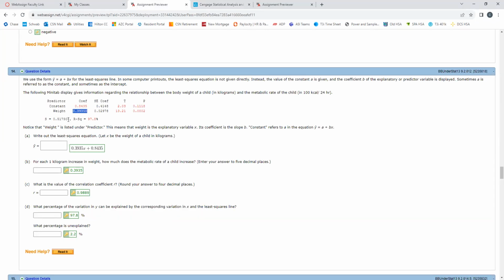So when I write my line, it would be y equals slope times x plus the y-intercept. So my equation would be 0.3935x plus 0.8435.